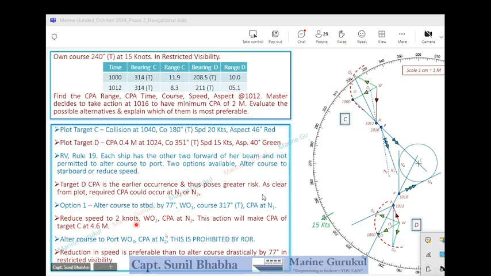So, go ahead, beta. That is, 2 knots is below the minimum steerage speed. Then also, is that okay?